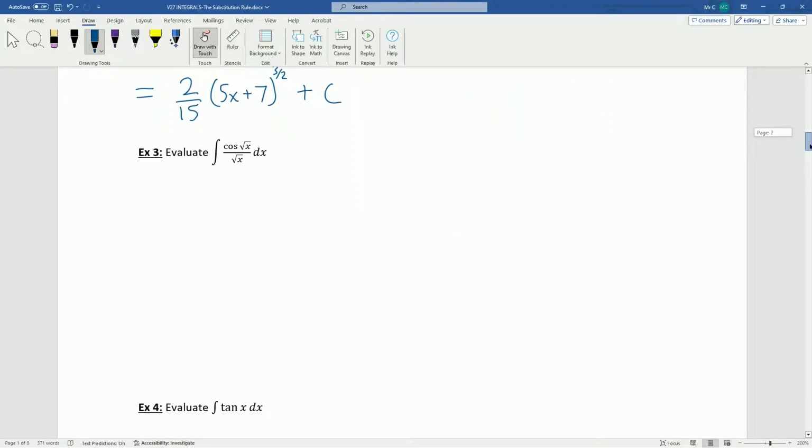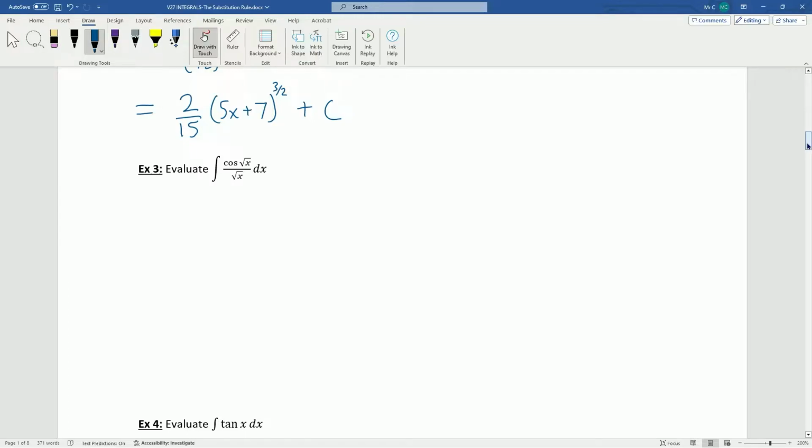Okay, so here we look at example 3, and I see there's cosine of the square root of x. And so this looks like an interior function to me, right? Square root of x is inside cosine. So I think that's going to be my substitution. So we're going to let u be equal to the square root of x. And just to make the derivative easier, I'm going to rewrite that as x to the 1/2. So du dx equals 1/2 x to the negative 1/2 power.